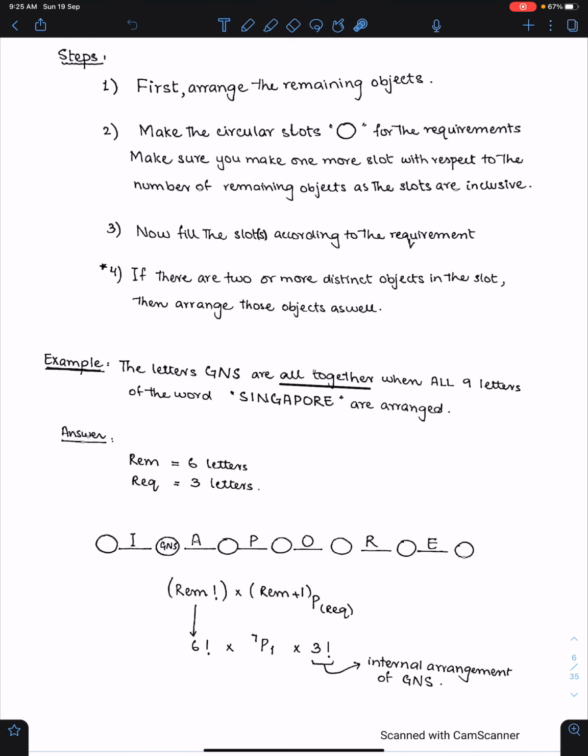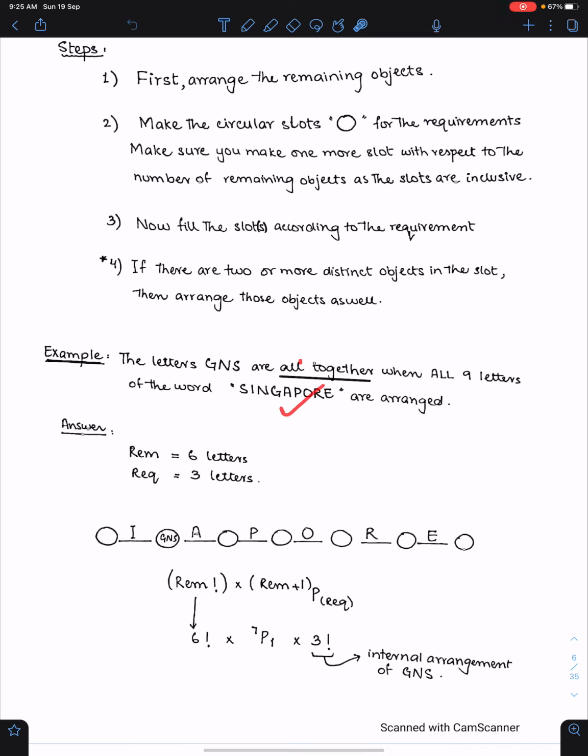So we will understand this method through this example. The letters G, N and S are all together when all 9 letters of the word Singapore are arranged. So we have 9 letters in which we have to arrange G, N and S all together. So requirement is 3 and remaining is 6.